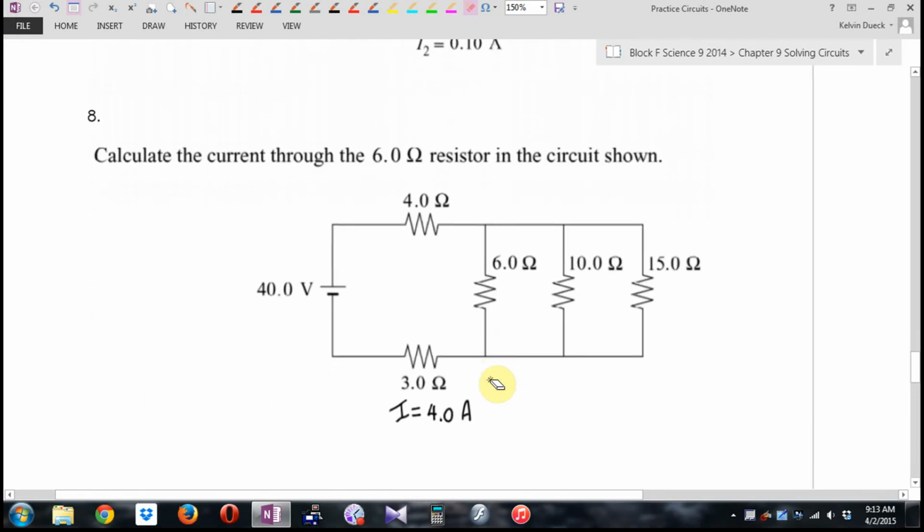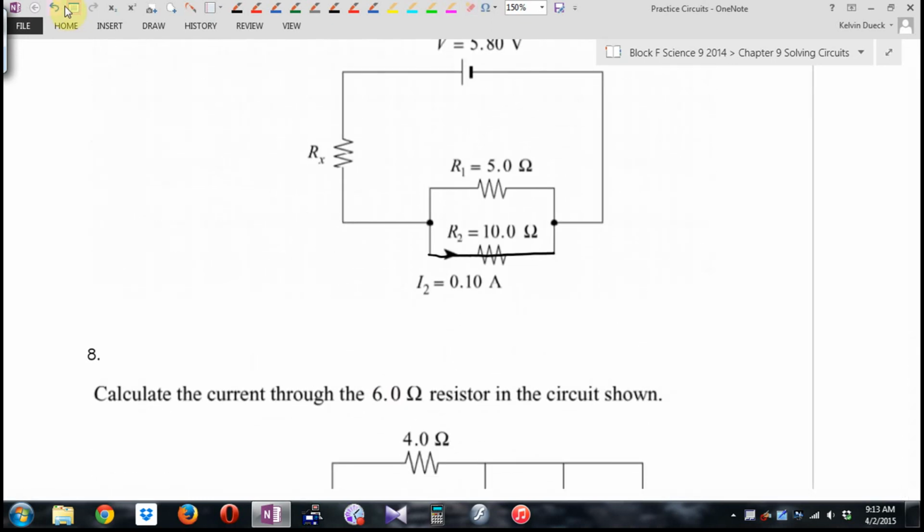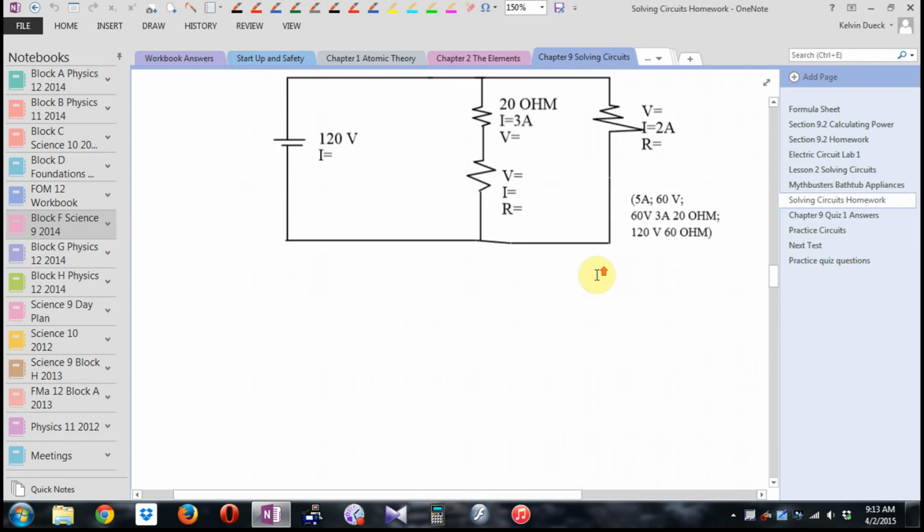And then number 8 says find the current through the 6 ohm resistor right here. How would I solve this? Kiana, here is where they told me 2 things. I think that's going to help me get it to fall apart. So your homework, try 7, try 8, and work your way through this.